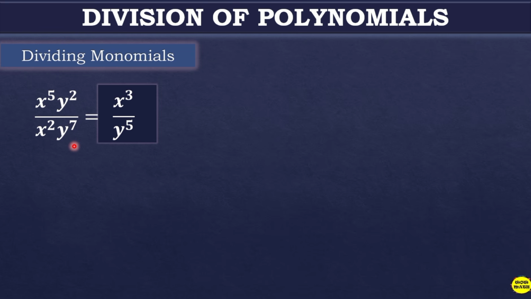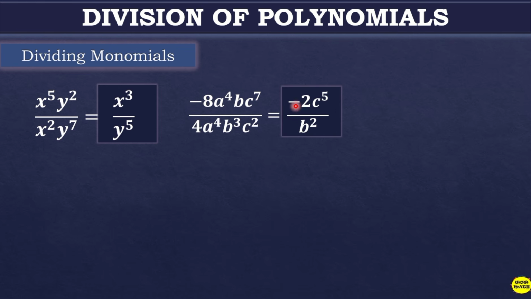Another example, I have here negative 8a raised to 4b c raised to 7 divided by 4a raised to 4b cubed c squared. So, kapag ganito na meron po tayong coefficient, i-divide po natin yung coefficient. So, negative 8 divide 4, that is negative 2. So, sa taas natin siya ilalagay. Okay? Since mas mataas yung 8, dito mo siya ilalagay sa taas.